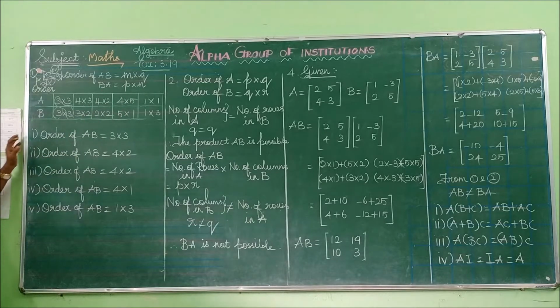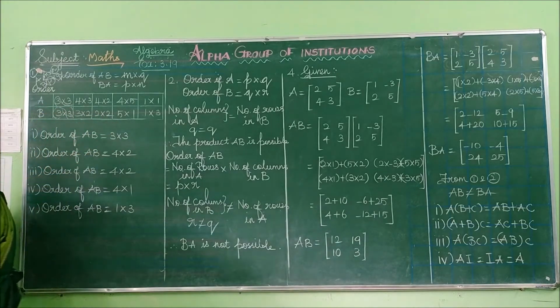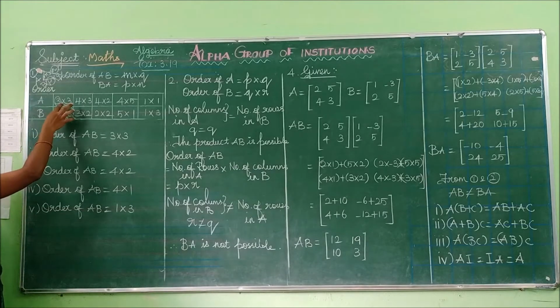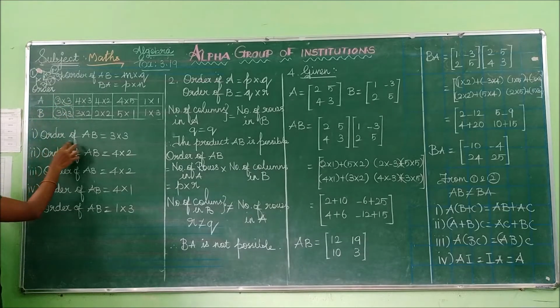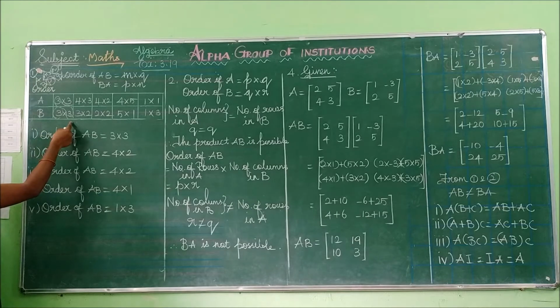So listen to the exercise, first problem. They have given two matrices A and B, with some orders given. First take A and B and find the order of AB. Here the order of A is 3 cross 3 and the order of B is 3 cross 3.